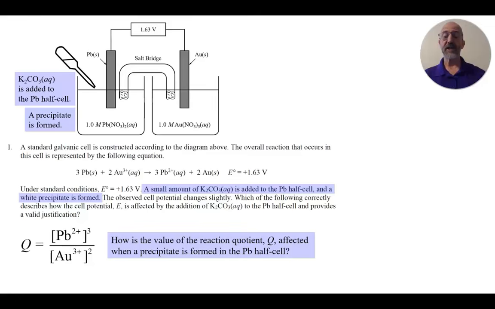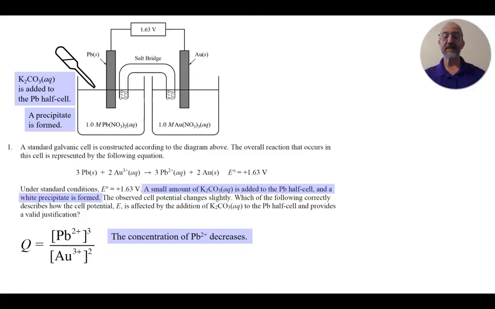So the formation of that precipitate affected the concentration of the lead ions in that lead half cell. And so our job is to consider how is the value of the reaction quotient Q affected when a precipitate is formed in the lead half cell. Well, hopefully you can see that the formation of a precipitate would decrease the concentration of the lead ions in aqueous solution. And since lead appears in the numerator of the reaction quotient Q, and the concentration of lead is decreasing because of the formation of that precipitate, the value of Q is going to be less than 1.